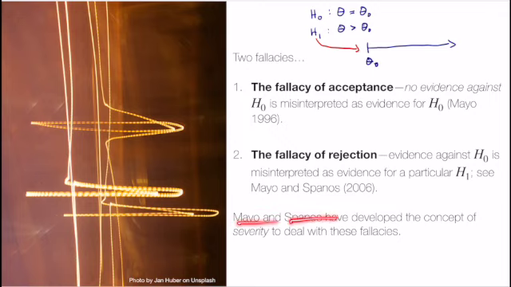And Mayo and Spanos, these philosophers of statistics, have developed a concept and a technical way of trying to assess how far out you might be in the alternative or how close you might be to the null. It's called severity, and we'll study severity in a later lesson.